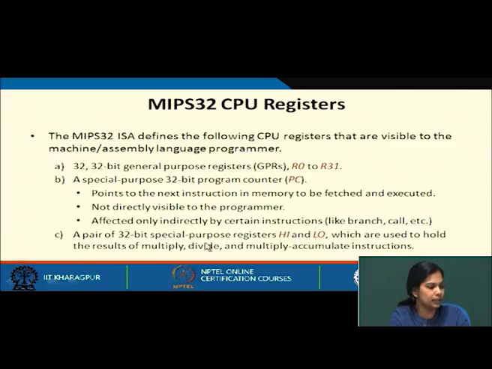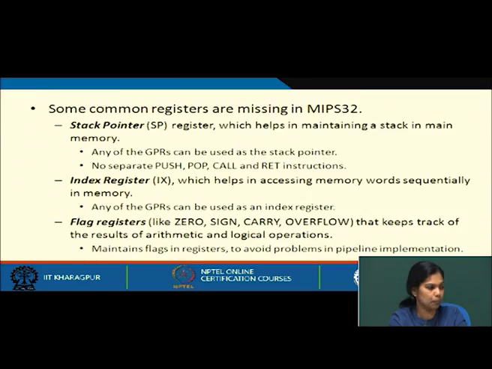Now, a pair of 32-bit special purpose registers are also present. We call them high and low, which are used to hold the result of multiply, divide and multiply accumulate instructions. Now, see, when you multiply two n-bit numbers, the result can be 2n bits. So, you need to store it in a 2n-bit register. So, for that purpose, we have two 32-bit registers, we call them high and low, which are used for these multiply, divide and multiply accumulate instructions.